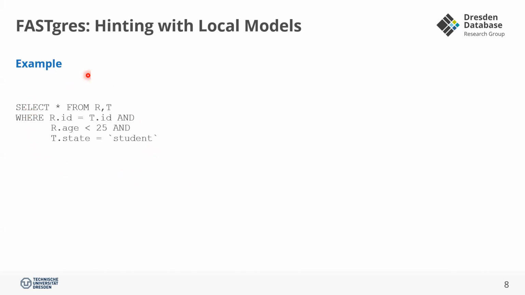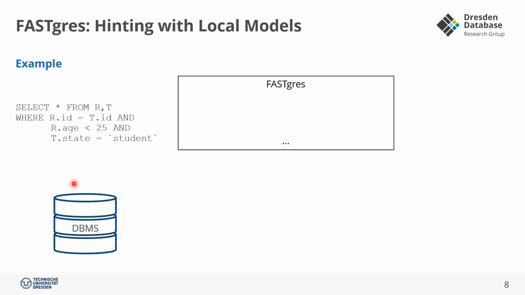This is our example query from the beginning of our slides. And you need now two components. The first is the DBMS, of course, and the second one is our FastGRESS component, which is completely decoupled from the database management system, as you see. The first thing FastGRESS is doing is it uses the information of the joined tables, R, N, T in our case here, to select a certain context.